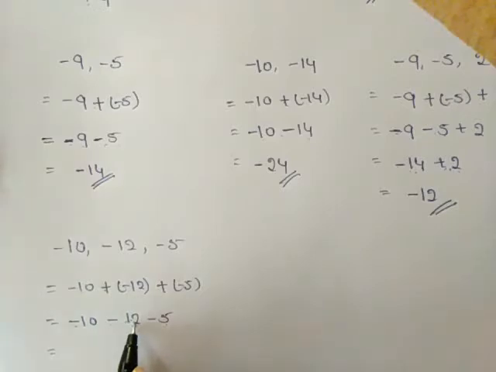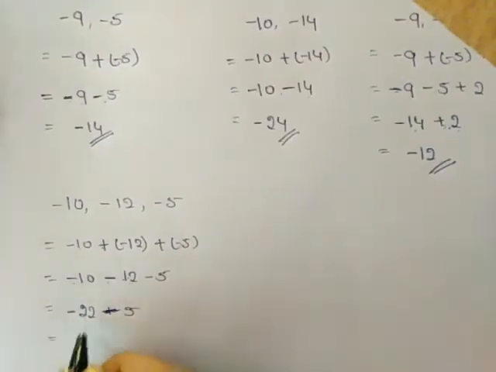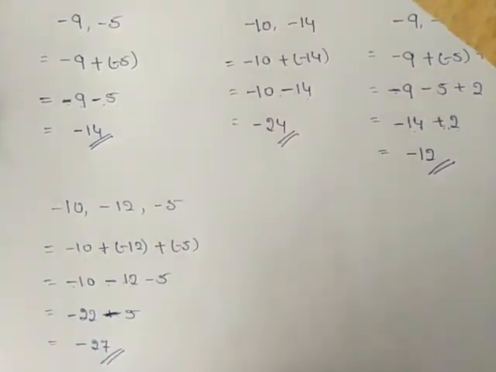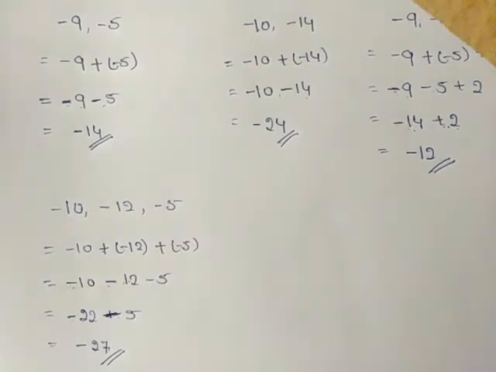Minus 10 minus 12 we need to add because having the same sign. 10 plus 12 it is 22, bigger number sign minus, then this minus 5. Okay, then again they having the same sign, so we'll add them. It will be 27, bigger number sign minus, right? This is the minus 27 is the answer when we add these three integers. Next we will learn what is additive inverse.